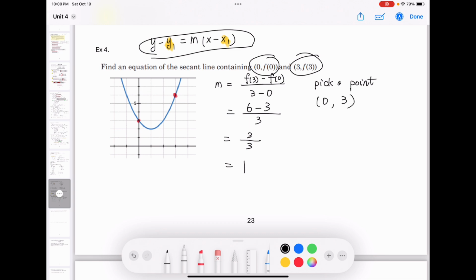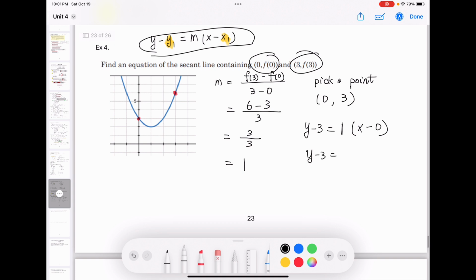Then my equation is y minus, given y value is 3, is equal to slope m multiplied by x minus 0, which is x. So y minus 3 is x. We can add 3 to both sides. Y is equal to x plus 3. We convert it to the slope-intercept form. We found our equation. So here is the conclusion. First, I need to find the slope.